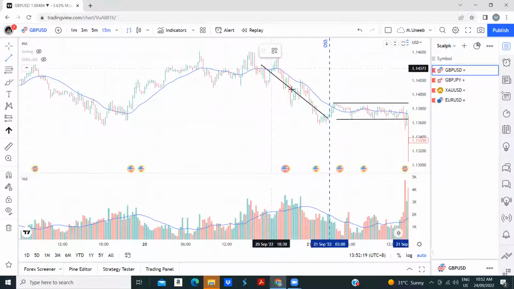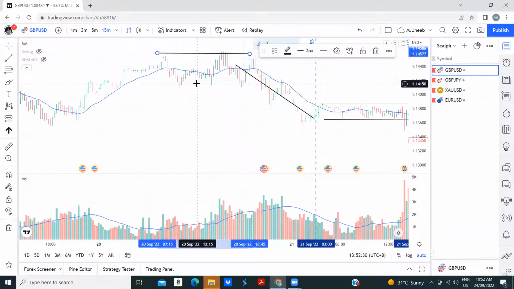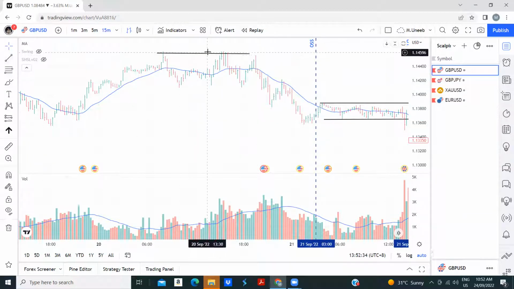So why is the price moving down? What's the cause of this? Before the overnight session, the price is moving down. You need to see the reason why it's moving down, because of this range, right? This is the cause. Am I right?